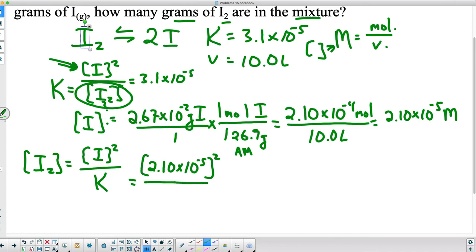And then I'm going to divide by 3.1 times 10 to the negative fifth. And whatever that equals, then I'm going to square the value that I have on top. That gets me 4.42 times 10 to the negative 8th or 9th or something like that. It looks like 8th.